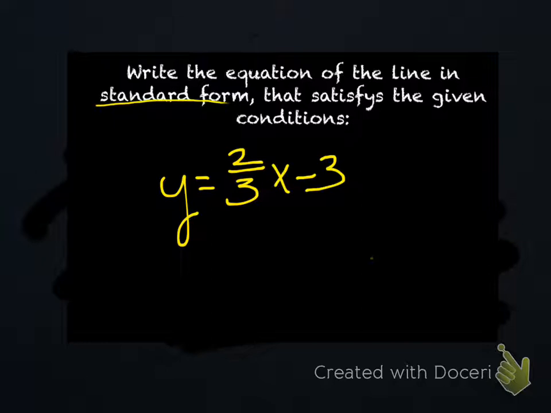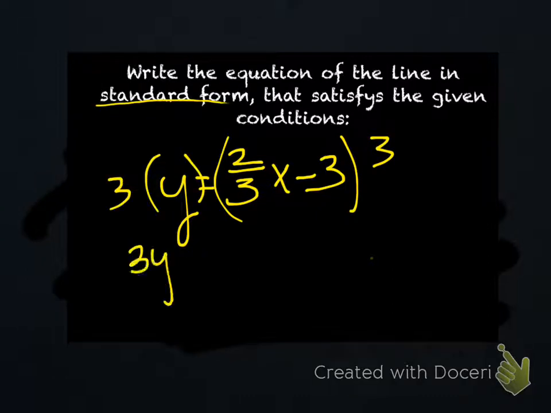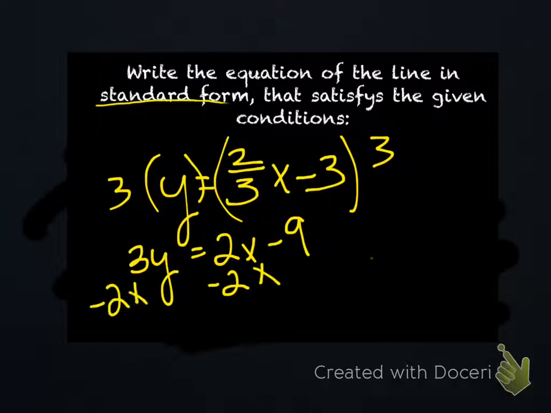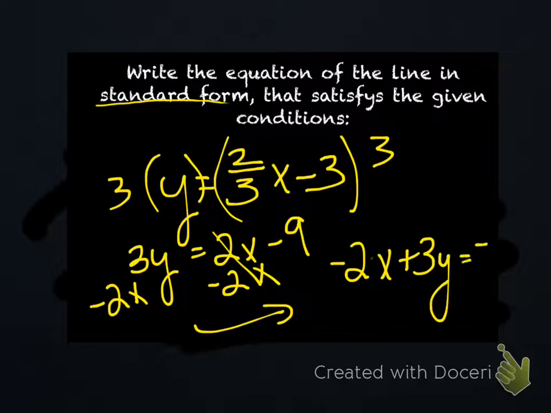So how do we get rid of a fraction? Multiply by the denominator. Absolutely. That's just going to make it a little bit easier to work with anyway. So we have 3y equal to 2x minus 9. Now the second to last step, we're going to minus our 2x. Now our x is with our y. That's awesome. Negative 2x plus 3y equals negative 9.